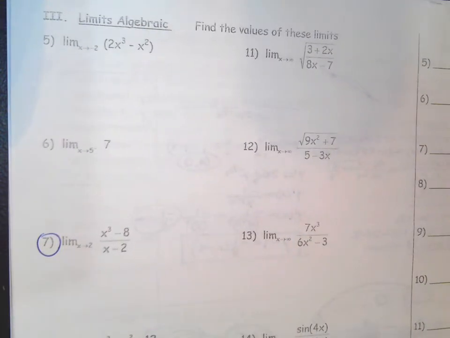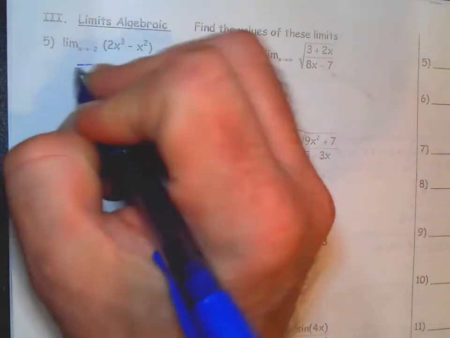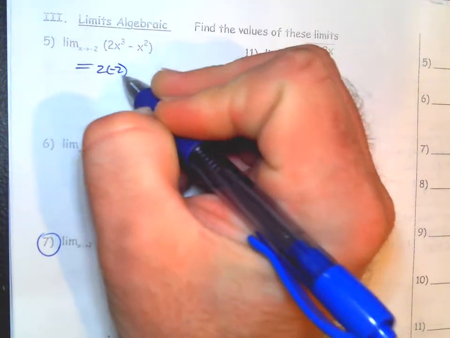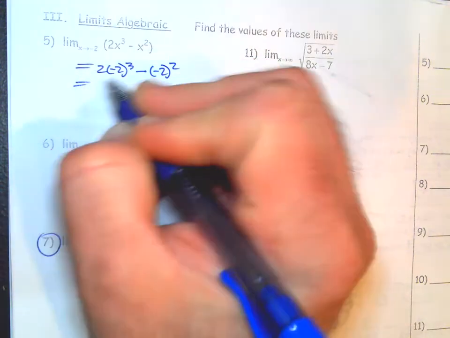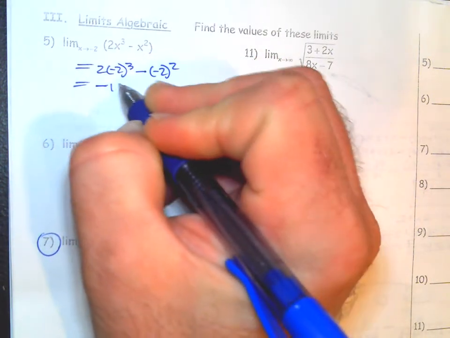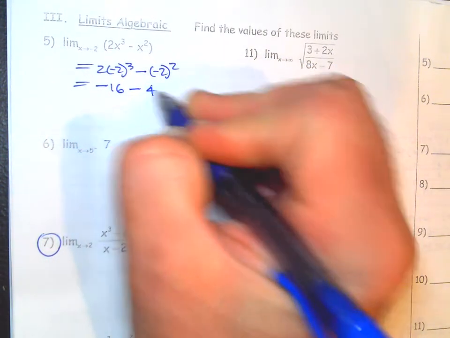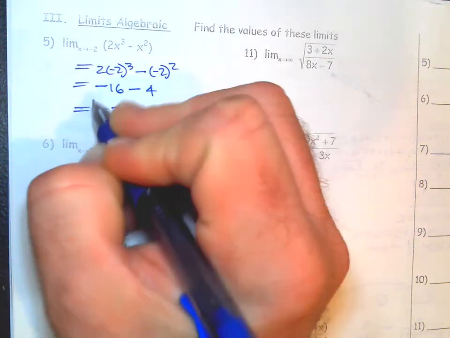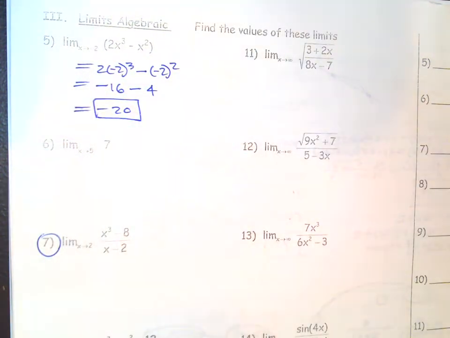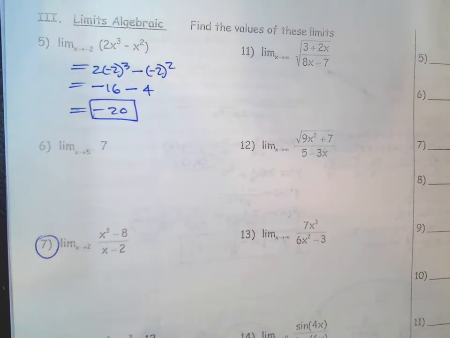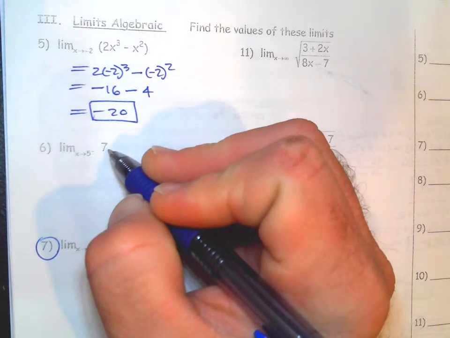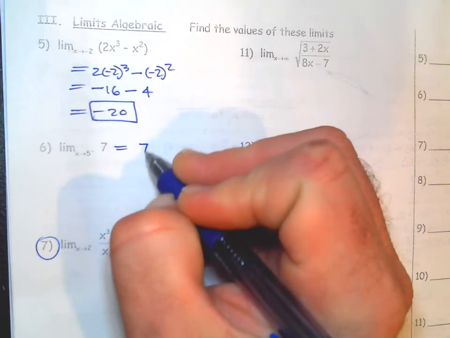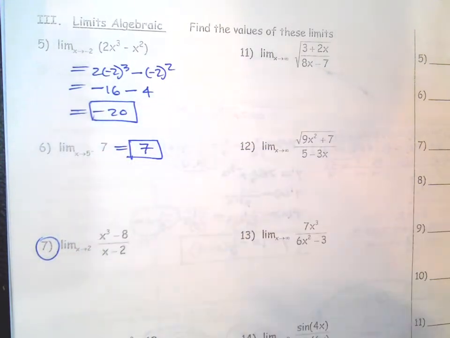First step is to always plug a number in and see what happens. So this is 2 times negative 2 cubed minus negative 2 squared. So it's 2 times negative 8, which is negative 16, minus 4, which is negative 20. So sometimes substitution works. I mean, usually it's kind of boring. Like number 6, as x approaches 5 from the left side, what's the value of 7? It's still 7, no matter what. It's a horizontal line.